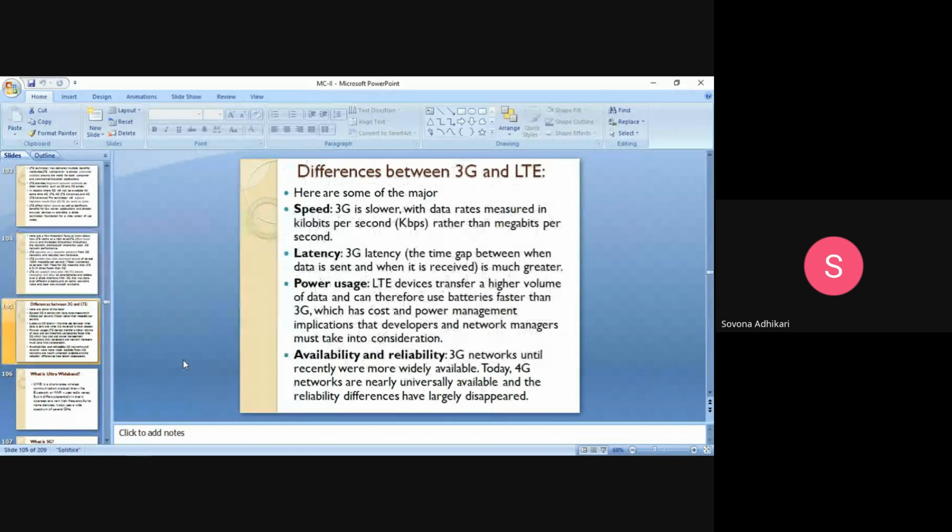So if we differentiate between 3G and LTE, the first major component must be speed. Obviously, 3G is slower, with data rates measured in kilobytes rather than megabytes per second. But LTE data rates are measured in Mbps.